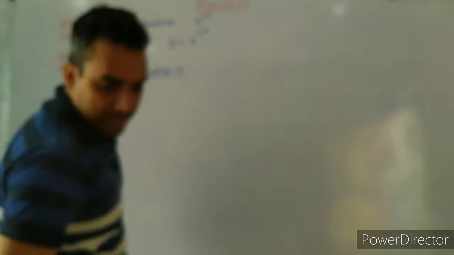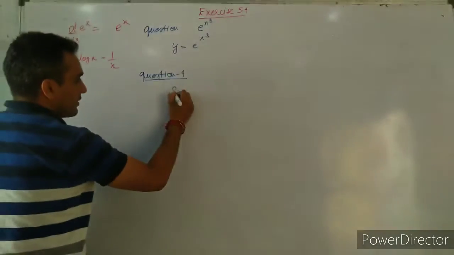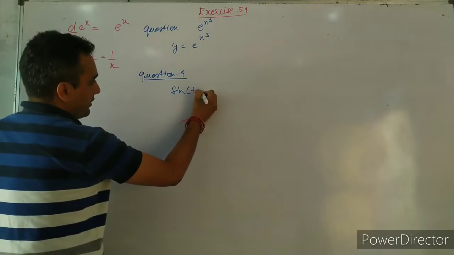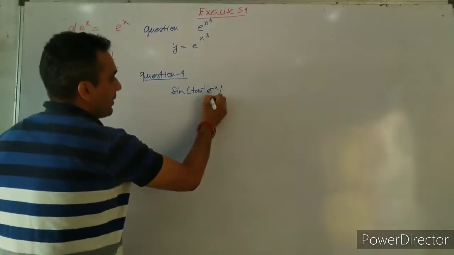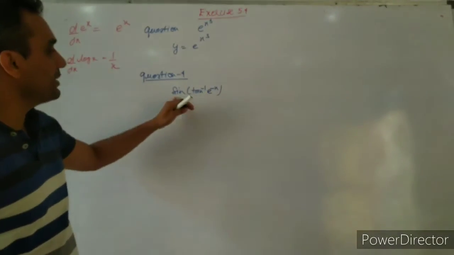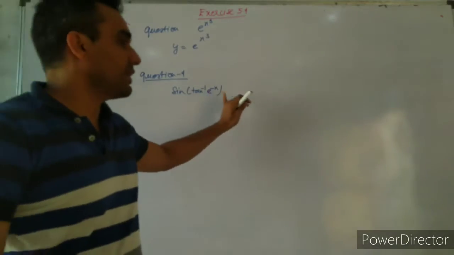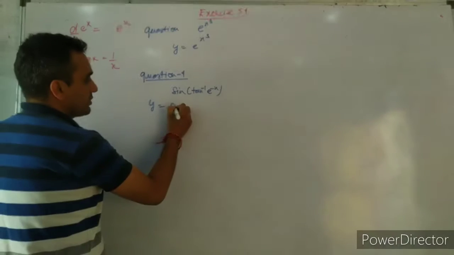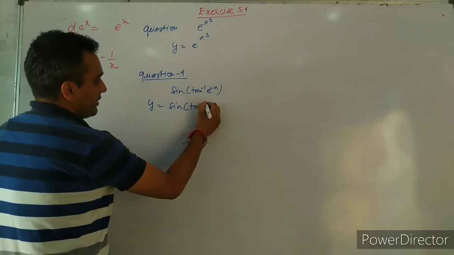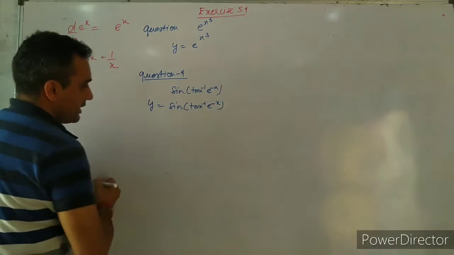Our question number 4 is sin(tan inverse e to the power minus x). What is given to me? Sin tan inverse e to the power minus x. So again, let y equals sin tan inverse e to the power minus x.